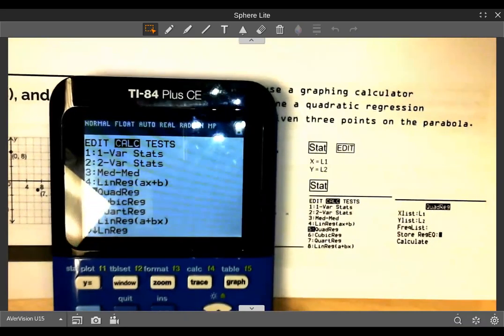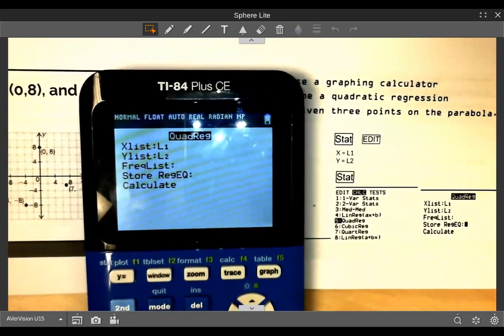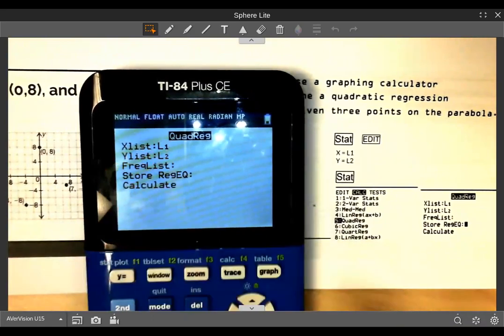We're going to the quadratic regression this time because we want a quadratic equation. Here it's telling us the x is going in L1, the y is going in L2, which is what we did. The next part is this store regression equation. If you're going to use this equation after writing it, you're going to want to store it in the y equals so that you can look at the graph, so you can use the table, and so on.